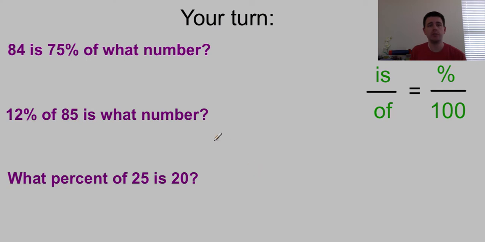So your turn. Jot down these three. Still got your little cheat sheet over here. Give them a try. Pause and see how you do. When you're finished, hit play again. I'm going to have the answers appear on the screen, and then you can see how you did.